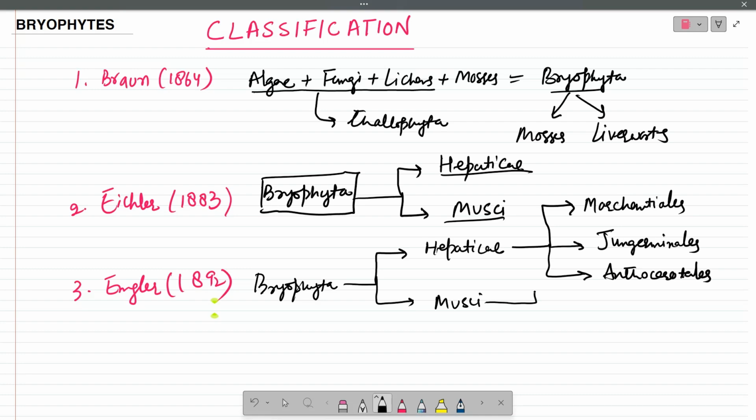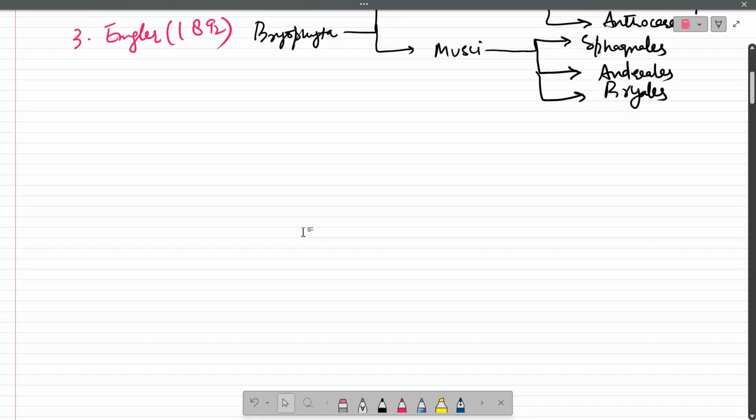Okay, and the Musci was divided into Sphagnales, Andreaeales, and Bryales. And many biologists agreed with this system of classification, including Bauer, Bessey, Wettstein, and others.